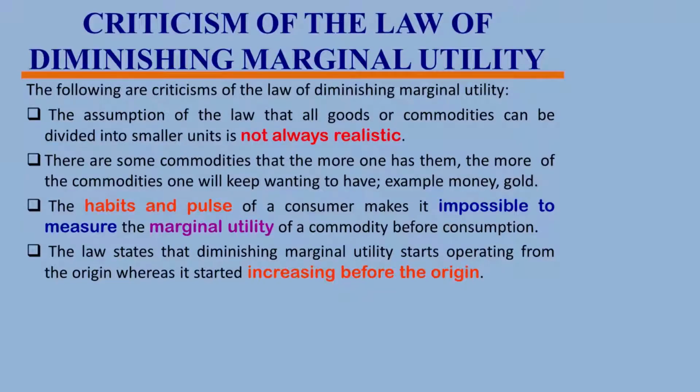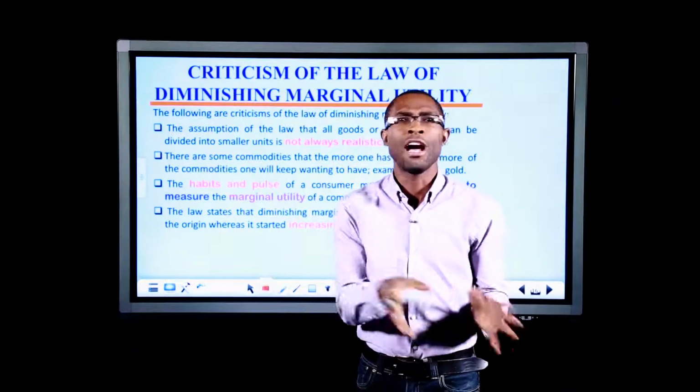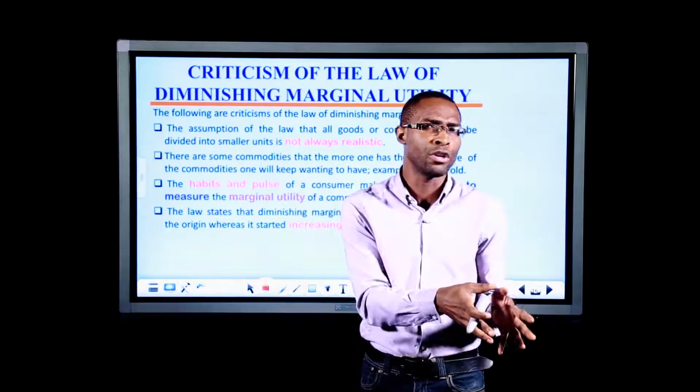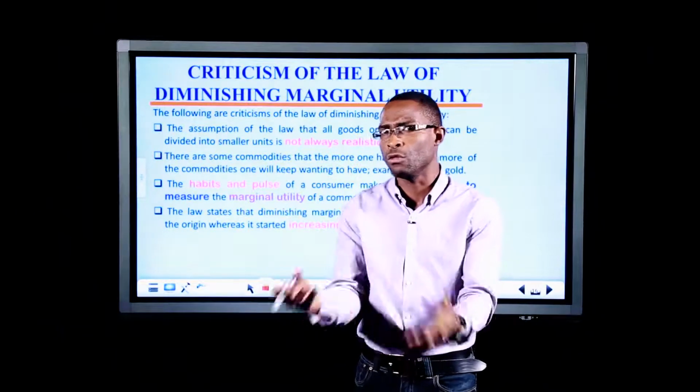The third limitation to this law is that the habits and impulses of a consumer make it impossible to measure the marginal utility of the commodity before it is consumed. This is what I was trying to tell you as I was explaining with the bottle of Coke. We cannot measure satisfaction because of habits and impulses. If somebody is addicted to something, we cannot say how much of that product will satisfy the person. So we cannot measure satisfaction with respect to that.